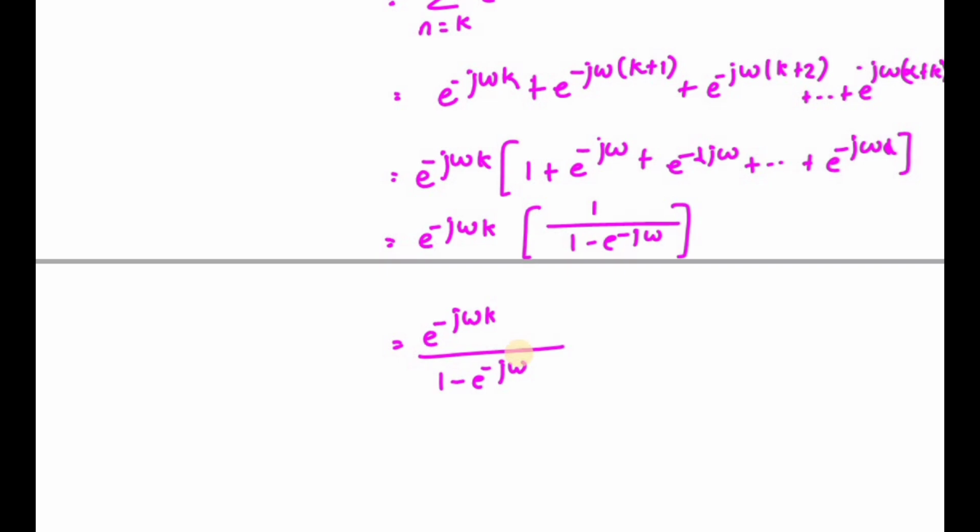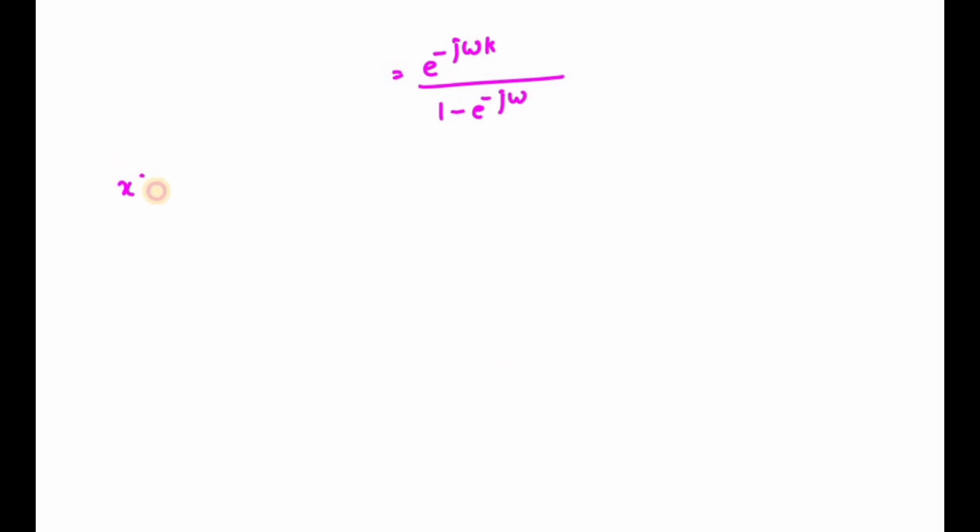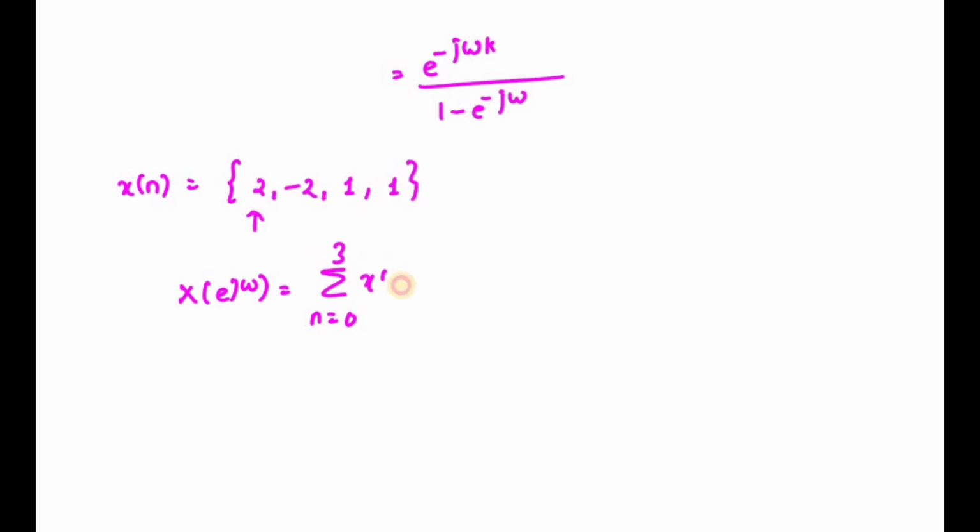So let us come to another problem. Suppose they have given the x of n value. X of n is nothing but 2, minus 2, 1 and 1. So what is the value of X of e power j omega? Here the n value is 0, then it is 2. So you know the formula, right? It starts from 0, so n equal to 0 to 3, x of n e power minus j omega n.